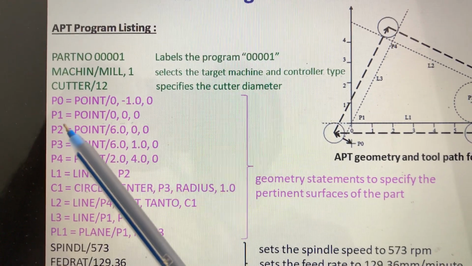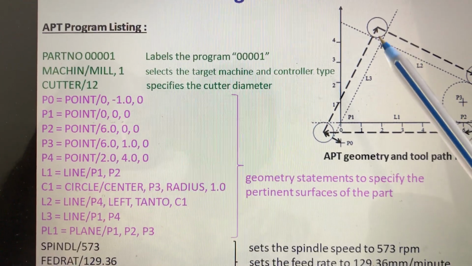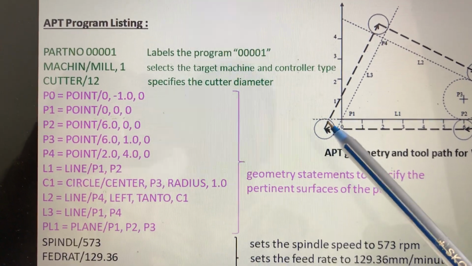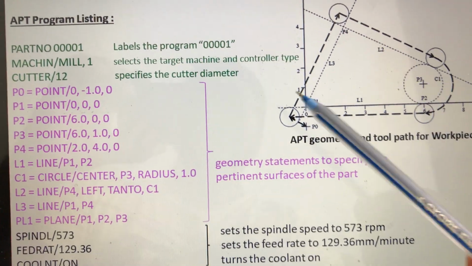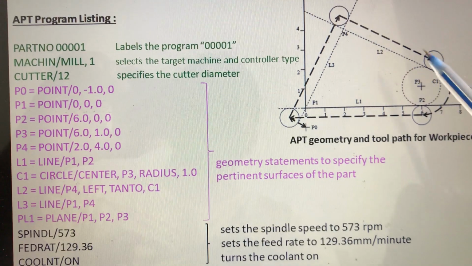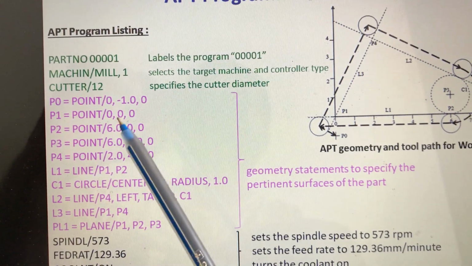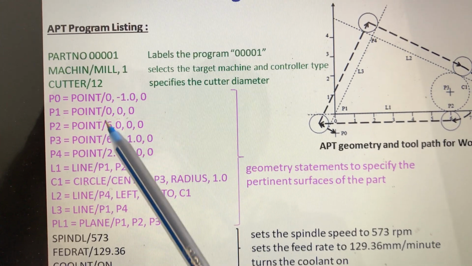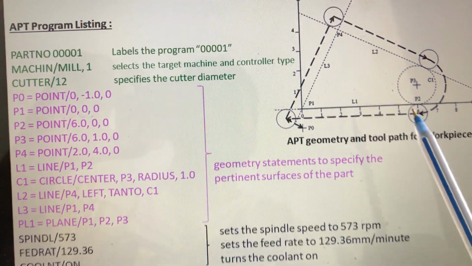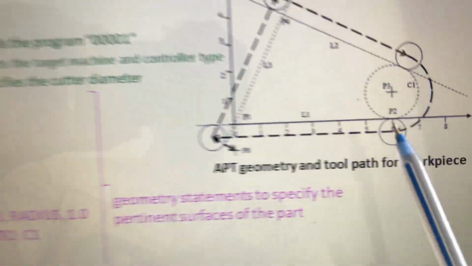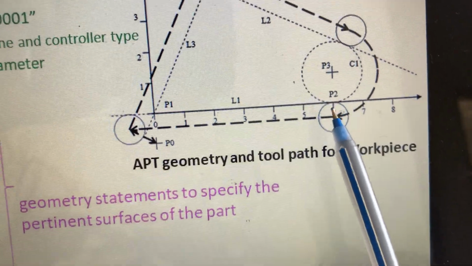Then P1, P1 is this place. Define this point, meaning the geometry. This is the geometry, this is the tool path. The small broken lines are the geometry of the part, and the dark broken lines are the tool path. Now we are defining the geometry P1, P2. So P1 is at 0, 0, 0. Point slash 0, 0. P2 is 6, 0, 0. This is P2, at a distance of 6: 1, 2, 3, 4, 5, 6. So P2 is 6, 0.